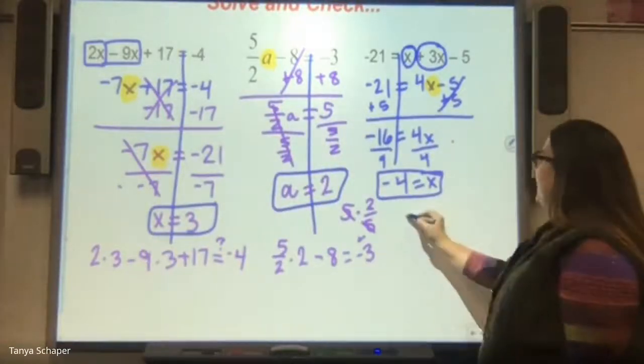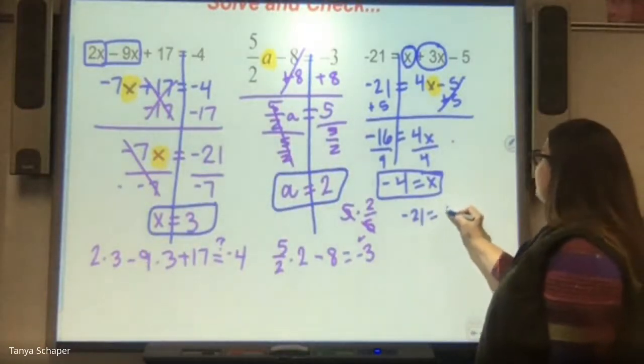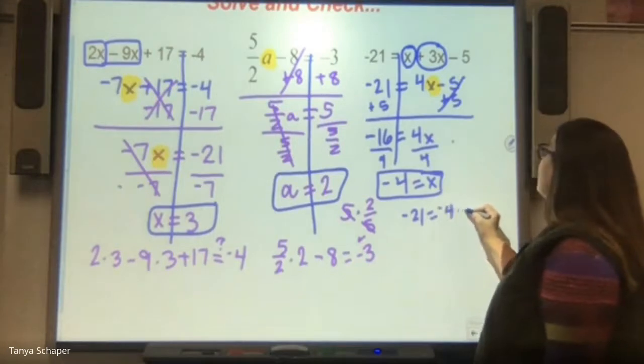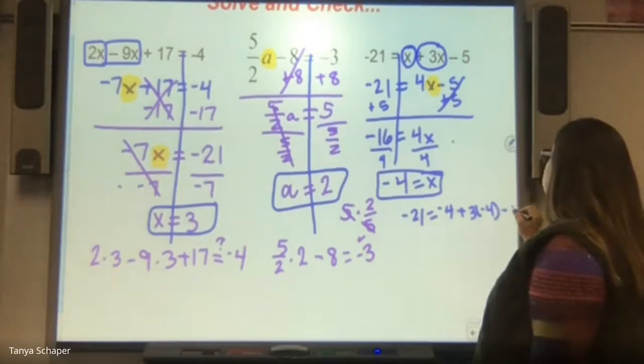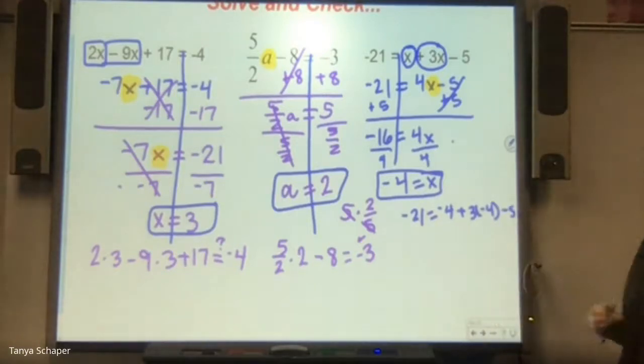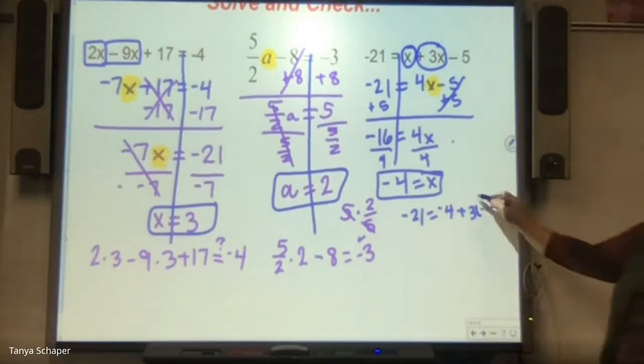All right, so negative 21 is equal to negative 4 plus 3 times negative 4 minus 5. You can type that into your calculator and get what you need. Okay, it should all work out.